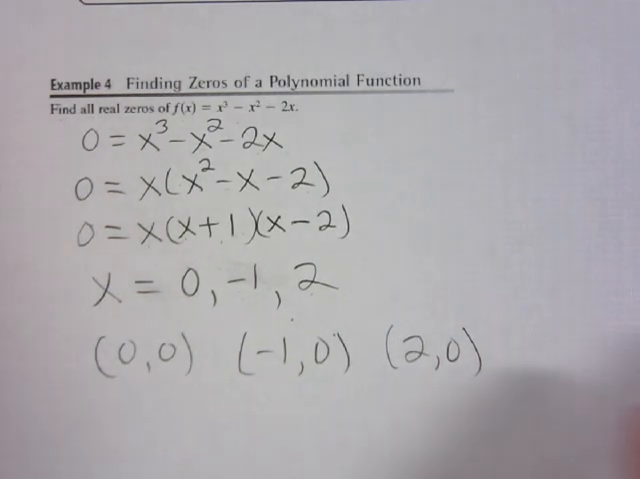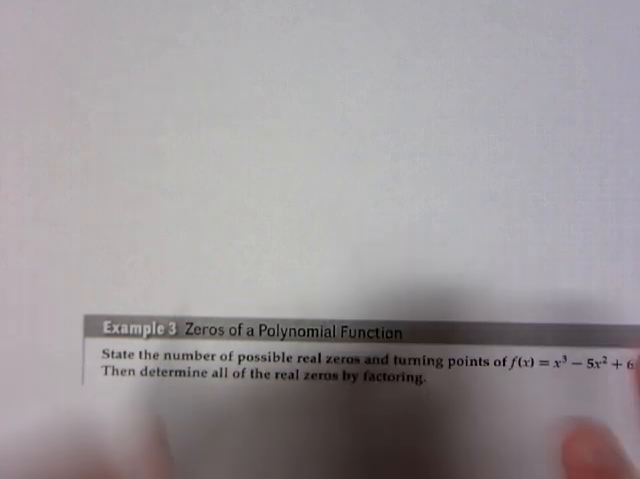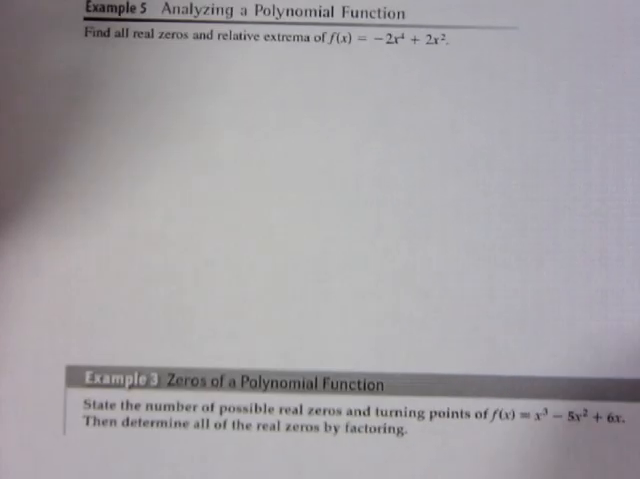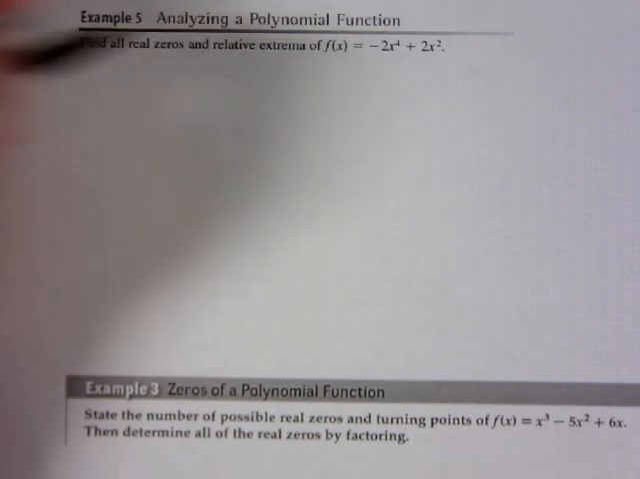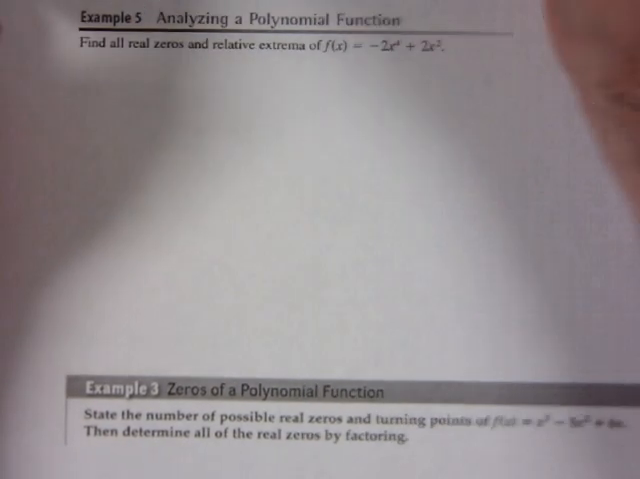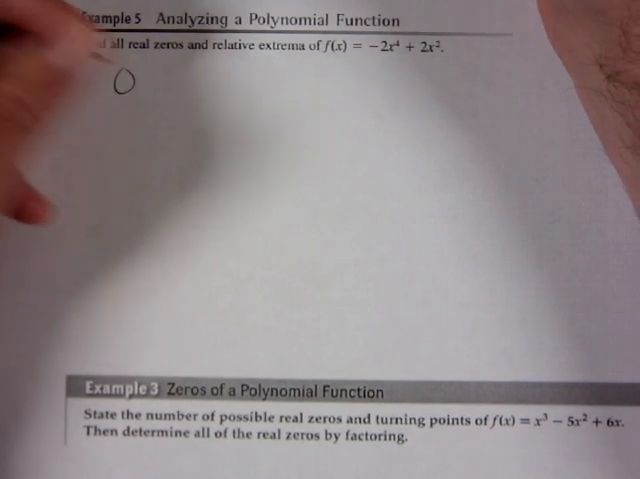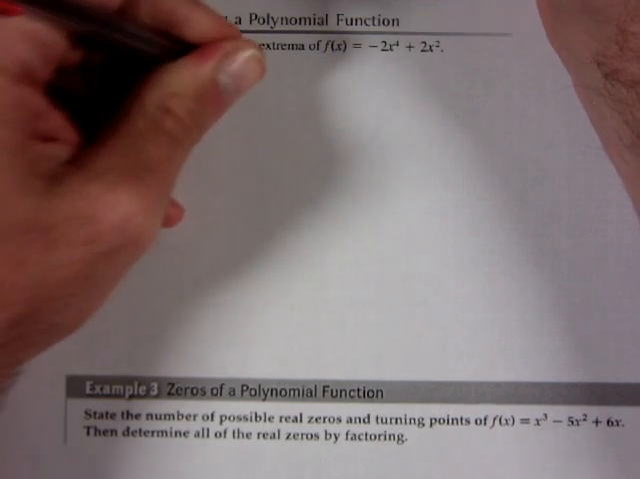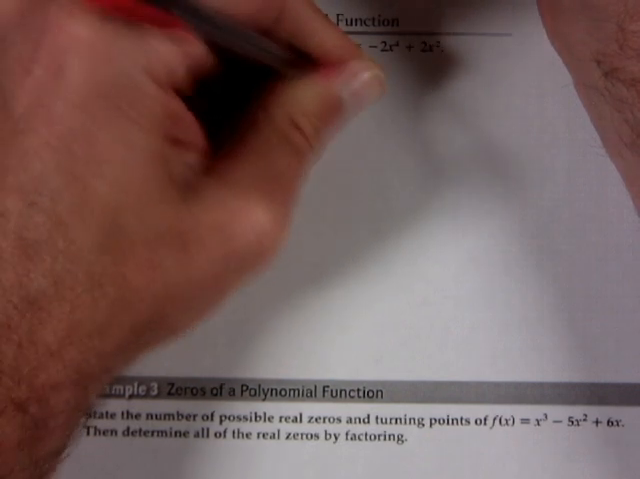Okay? A few more practice problems we want to look at here. Okay, again, we want to find all the zeros. And it also says relative extrema, so we'll look at that as well. So once again, I've got my equation. I'm going to set it equal to 0, or set the y equal to 0. -2x to the 4th plus 2x squared.